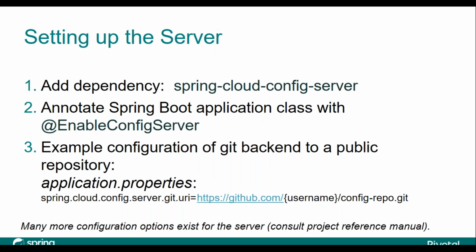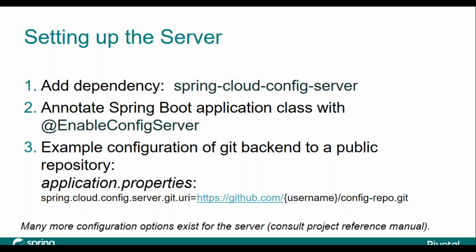So once you know about it, how am I going to set up this server here? To set up your server, all you need to do is add a dependency. If you're using Gradle or Maven, you just need to put that Spring Cloud Config Server dependency over there. Then you enable the @EnableConfigServer annotation on a Spring Boot application class. For example, configuring the Git backend for a public repository in your application.properties file.